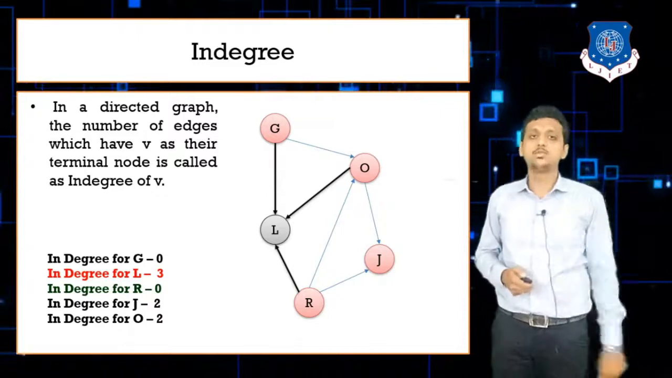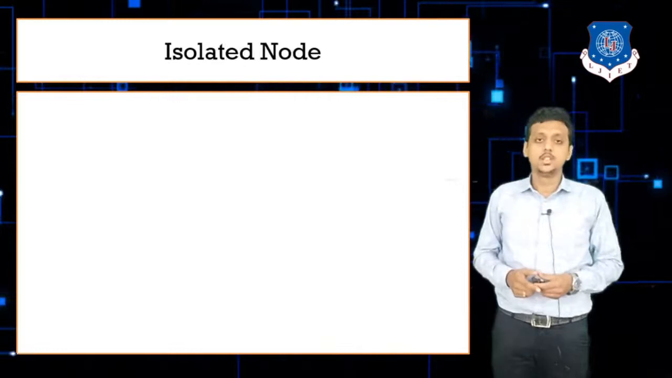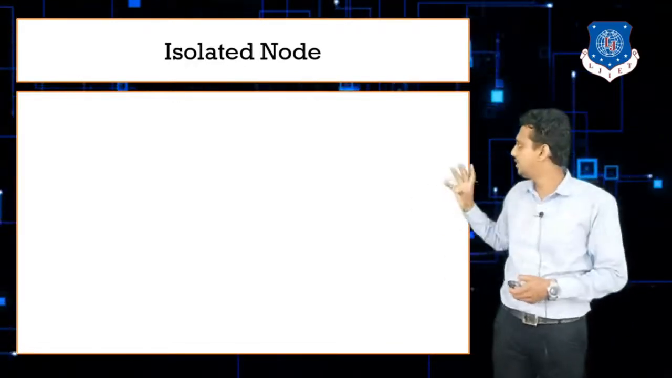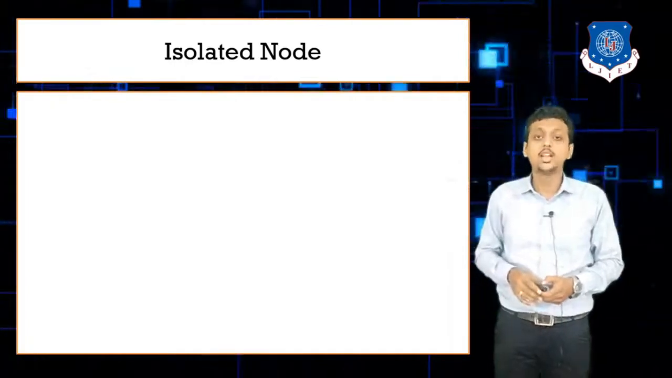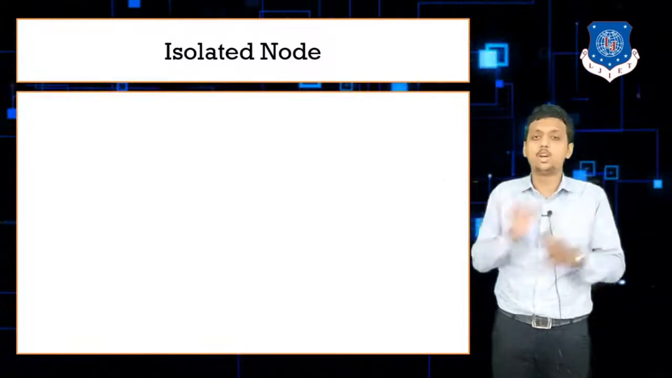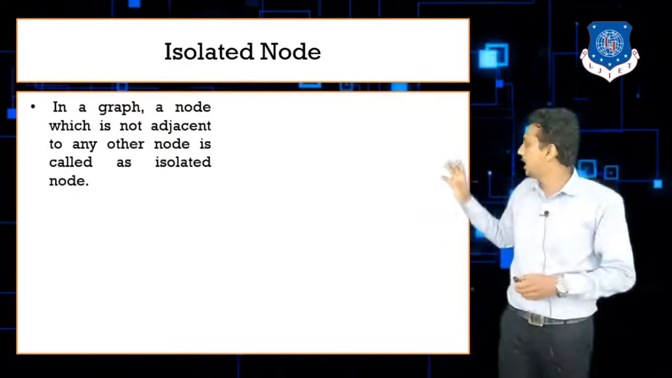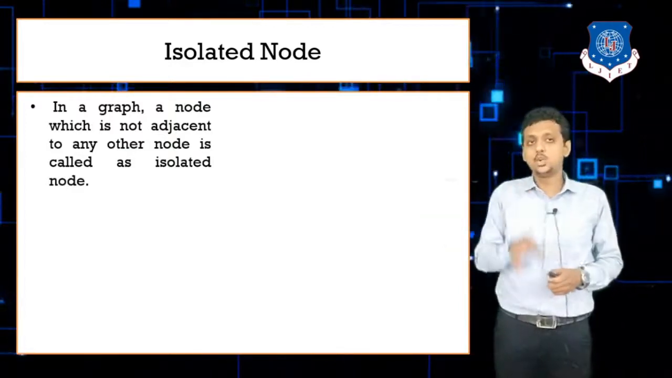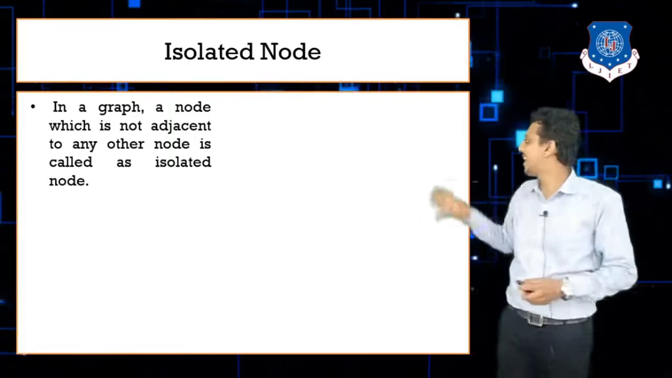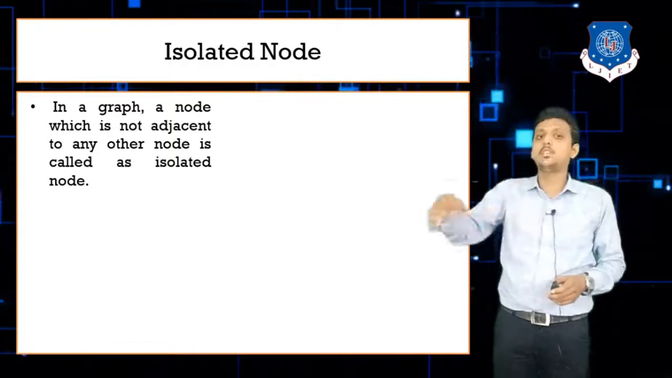Fine, let's move ahead. Next we have isolated node. Students, have you ever heard this word isolated? Isolated means just become alone from all over the world. Same like that, an isolated node is a node which is not adjacent to any other node. Adjacent means if a node does not have any neighbor.